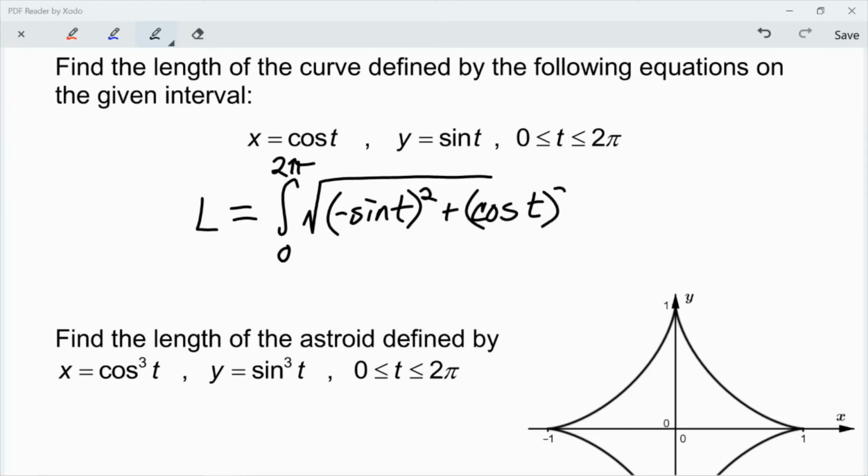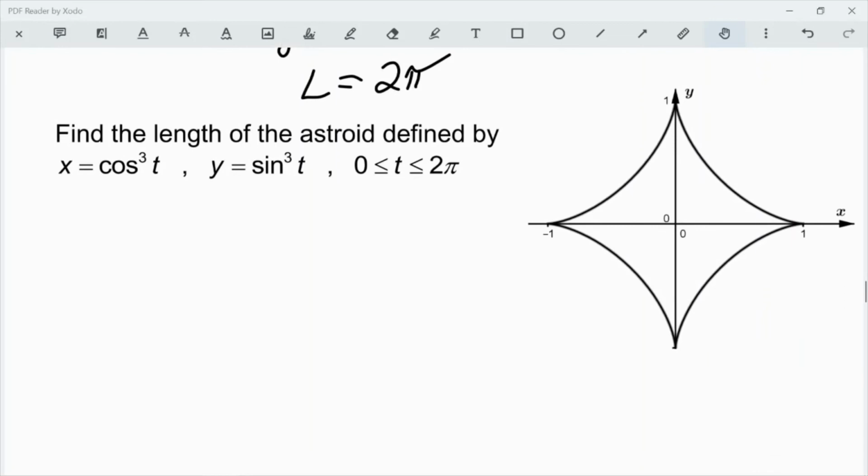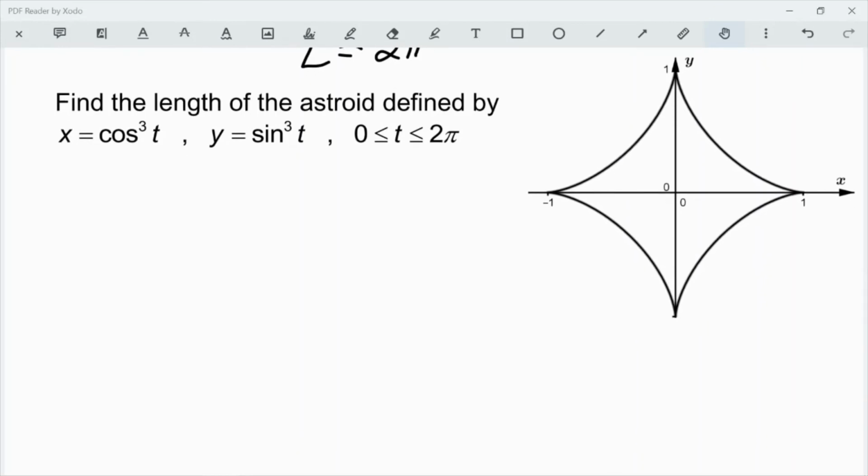We'd square that and then multiply by dt. Well, essentially what we have there is sine squared plus cosine squared is 1. So we just have 1 integrated over the interval from 0 to 2 pi, and we get a length of 2 pi. Okay, so very simple to do. Most of the time on these problems, we're going to plug them into the calculator. On that one, we didn't even need to because it simplified down so nicely. Let's look at one a little more complicated.